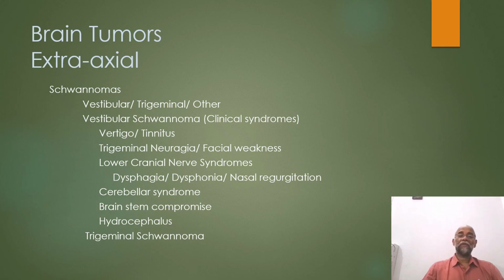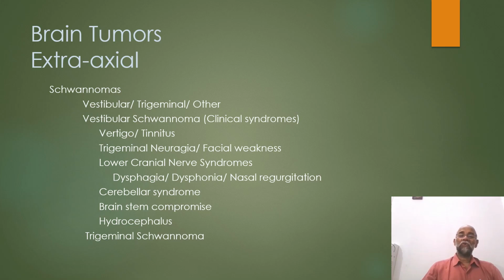Another group of extra-axial brain tumors are the schwannomas, which arise from the cranial nerves. Any cranial nerve can give rise to a schwannoma, but they are particularly common in two nerves. One is the vestibular schwannoma, and the other is a trigeminal schwannoma. Vestibular schwannoma, sometimes incorrectly called acoustic neuroma, arises from the vestibular branch.